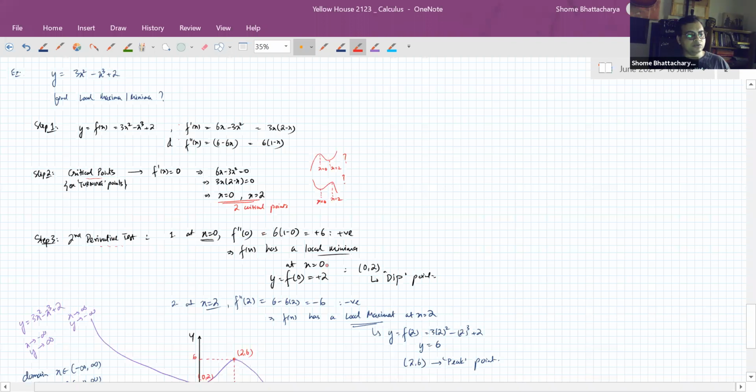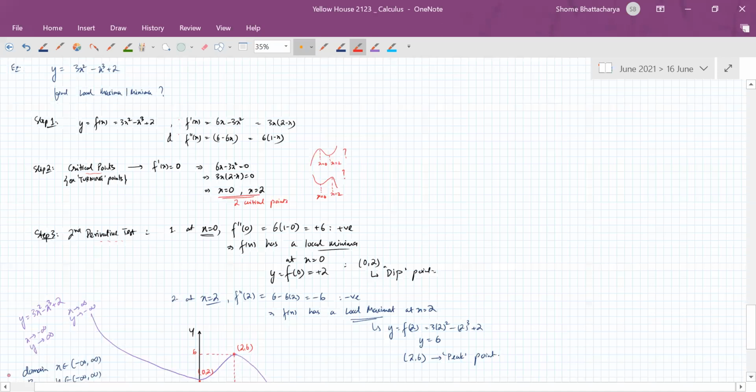So when x is equal to 0, the value of y you can see from the function. You put the value of x as 0 in the function, so the value of y is 2. So 0 comma 2 is the point where the local minima exists or the dip point exists. Similarly, for x equal to 2, there is a local maxima. And when you put x equal to 2 in the function, the value of y comes out to be 6. So 2 comma 6 is the coordinates of the peak point. Okay. So that gives us an idea about how to draw the graph.